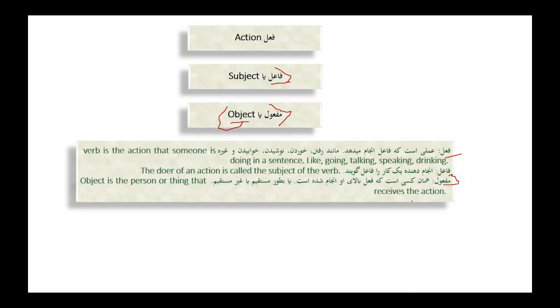So we got two types of object then. Those who are receiving the action, right? Who are receiving the verb. So there are two types of them, right?